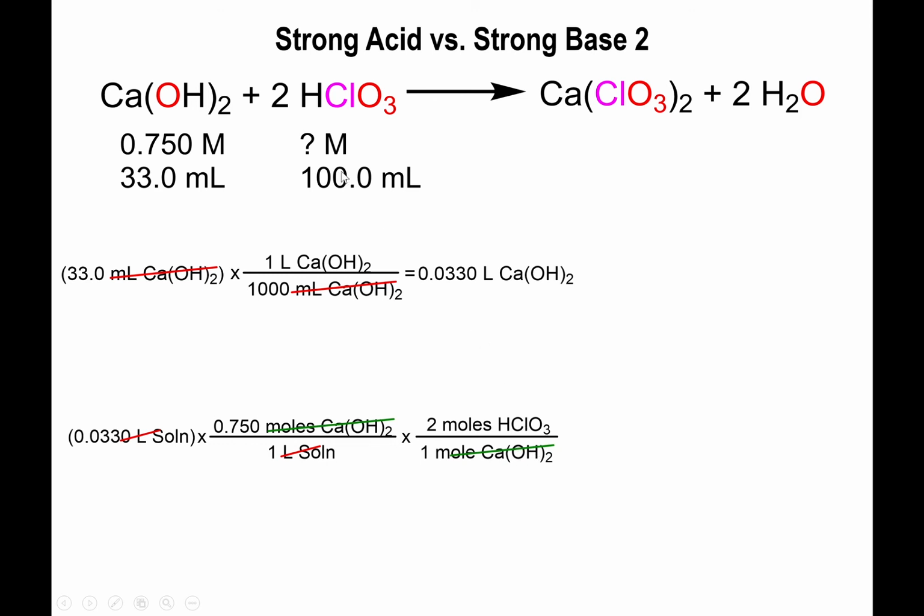And now that we have the moles of chloric acid, we want to divide them by the volume of chloric acid. So divide the 100 mLs by 1,000, which will give you 0.1 liters. And then divide the moles of chloric acid by the volume of chloric acid. And this will automatically give you the molarity of chloric acid, 0.495 molar.